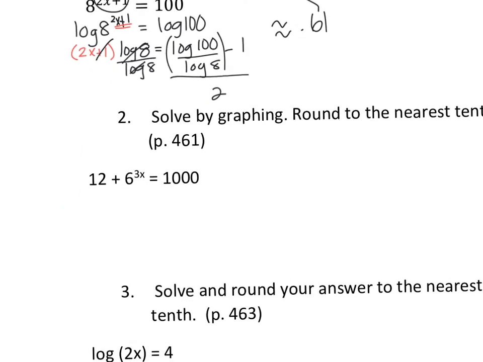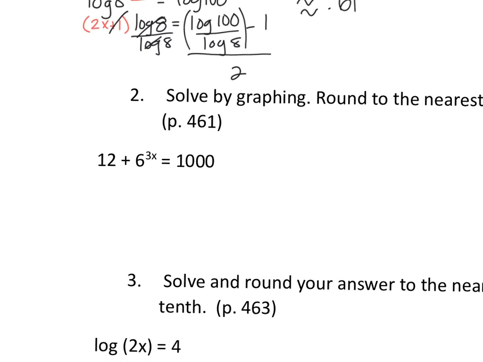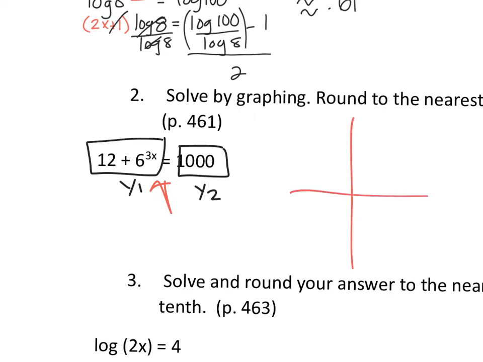Number 2, to solve by graphing, you want to put one side into y1 of the equation and the other side into y2. This is going to be an exponential growth equation, so this will be a growth right here. It'll be very steep. And this 1,000 is going to be a horizontal line at y equals 1,000. So in order to see that intersection, you have to make sure that your y-axis is going past 1,000. Make sure you change your window to be at least 1,000 for the y-max.